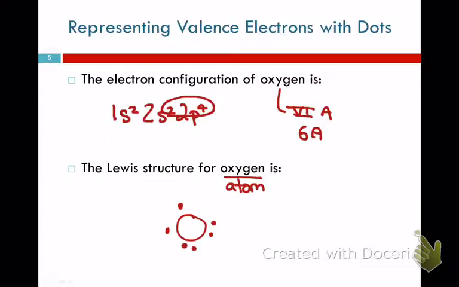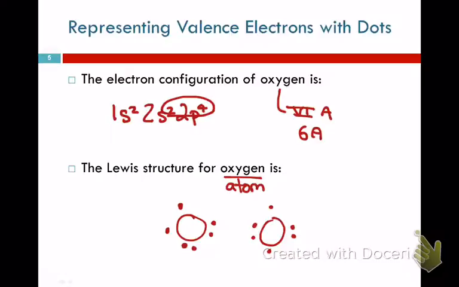You don't have to go clockwise. You don't have to start on the right. You don't have to start on the left. That's okay. This is also okay, as long as I have 6, and you can only put 2 electrons on a side, and you don't pair them up until you have to, okay? So this is an okay way to do it, all right? So is this. It doesn't matter where the dots are, as long as there's 6, and they're unpaired as long as possible, okay?